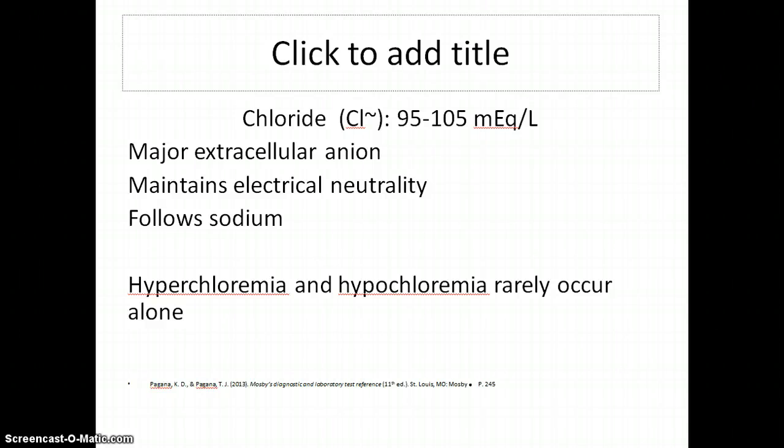This is Martha Olson. Finishing our electrolytes, we look at that chloride level. It usually follows along with the sodium. Very rarely do we see a hyper or hypochloremia by itself, but hyperchloremia would be above 105 milliequivalents per liter, and hypochloremia is below 95.